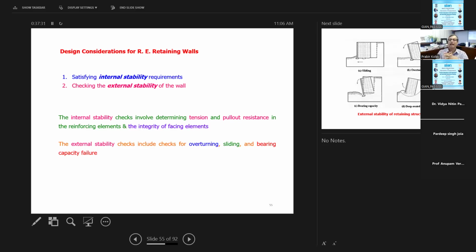So that is the tensile, determine the tensile strength. Then you need to find the pull-out resistance, if it slips. You know, the same thing we mentioned for the grout anchor. And also the integrity of the facing wall. Also, you need to check that, okay? And then external stability is the same as overall overturning, sliding, and bearing capacity.